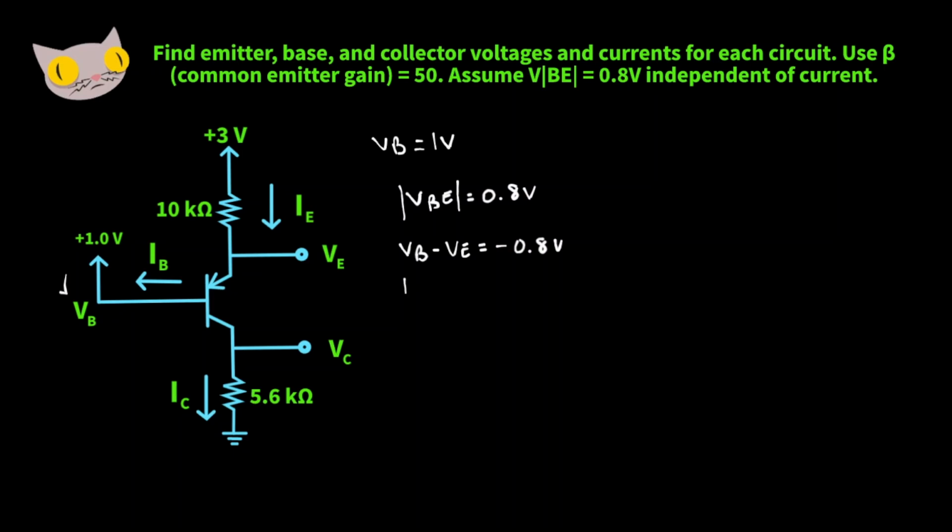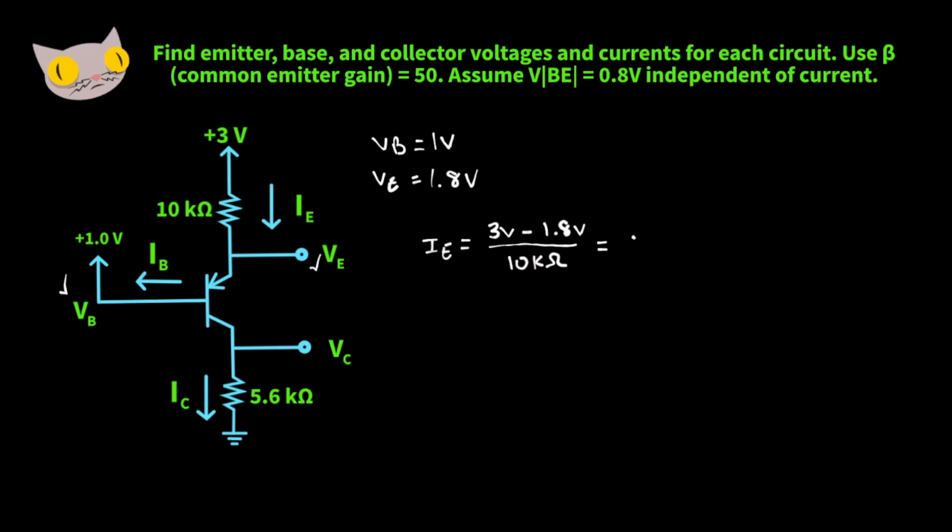So base voltage is 1 volt minus VE is equal to negative 0.8 volts. Subtract 1 on both sides. Negative VE is equal to negative 1.8 volts, giving us an emitter voltage of 1.8 volts. Check that off. Now let's find our emitter current. So for that, we're going to want this positive 3 volt source, subtract it from the emitter voltage, 1.8 volts, and we're going to divide by this 10K resistor.